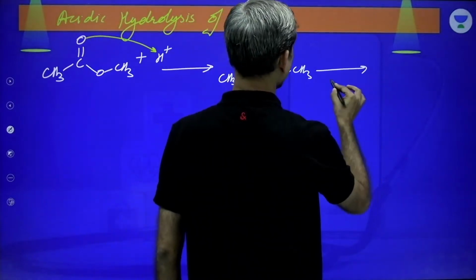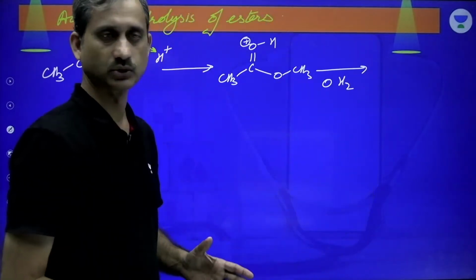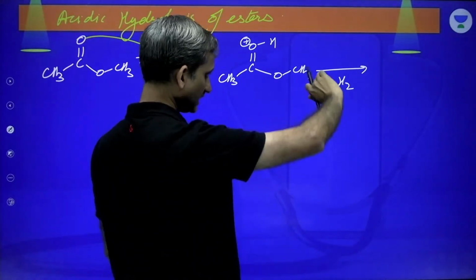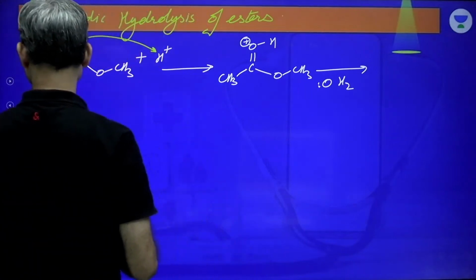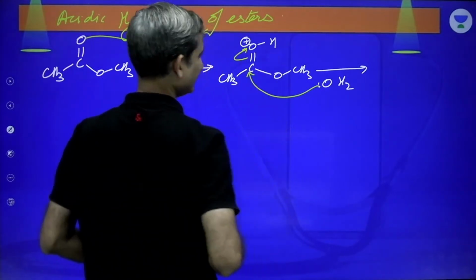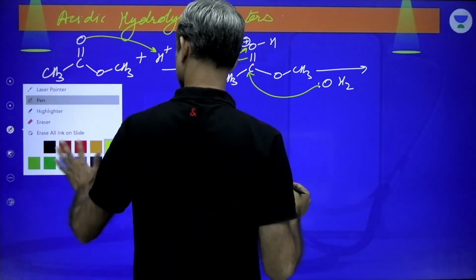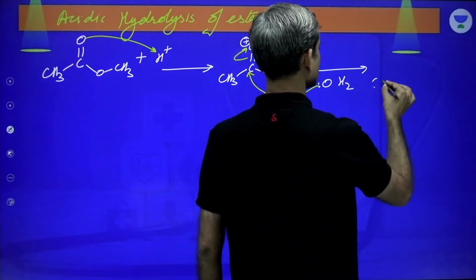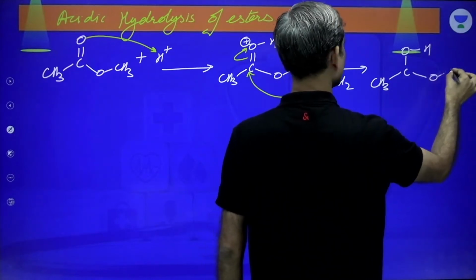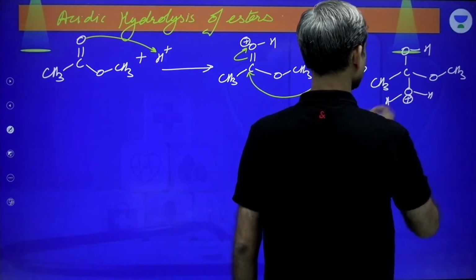Now we get water. I wrote OH2 instead of H2O, don't get confused with it. Clear? And I have written OH2 just because the oxygen has an electron pair and I have to attack from the side of oxygen. So here it attacks onto this position. The bond cleaves. This is the second step, and what we end up with is CH3, C, OH, OCH3, OH, H positive.